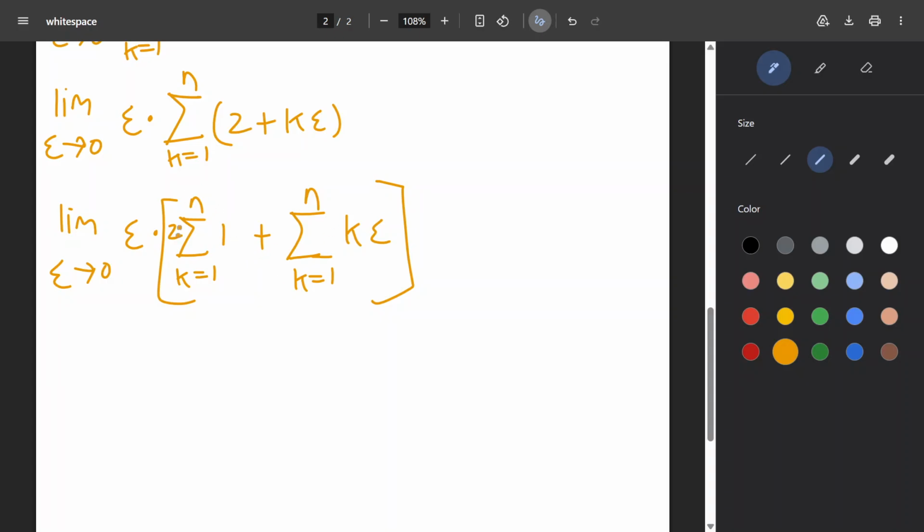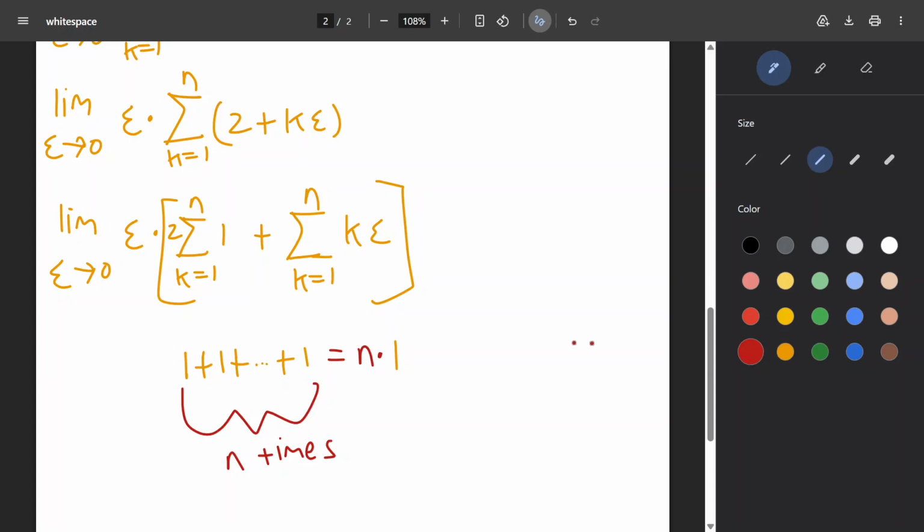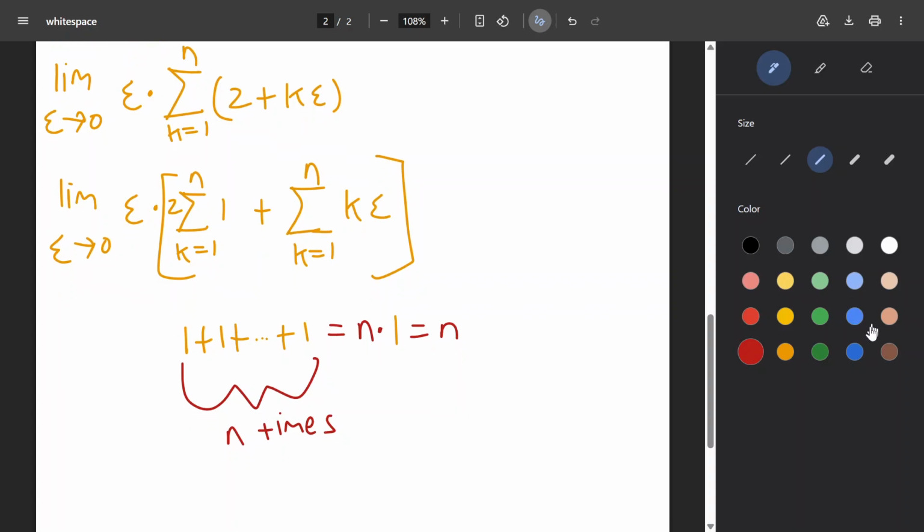Well, let's think about this. What is this summation saying? It's saying, hey, I want you to add 1 to itself once, and I want you to do it again, and I want you to do it again until you've done it n times. Therefore, I have n ones, and this is just equal to n. So the summation of 1 from k equals 1 to n is just n.